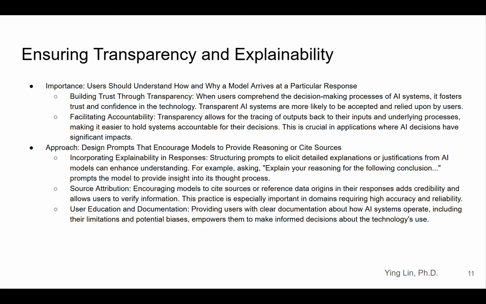In high-stake AI applications, lack of transparency can lead to unethical or biased decisions. Users need to understand AI's decision-making process to trust and hold it accountable. So we can design prompts for explainability. By incorporating explainability in responses, we can ask AI models to justify their answers to improve response clarity. Use structured prompts to encourage reasoning.